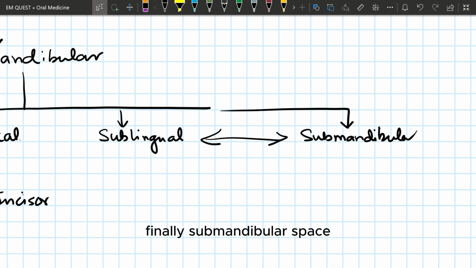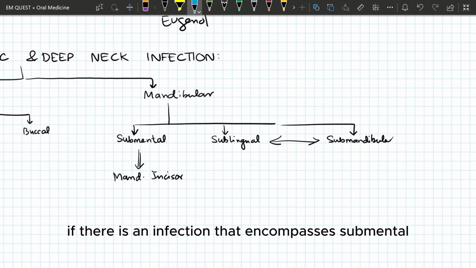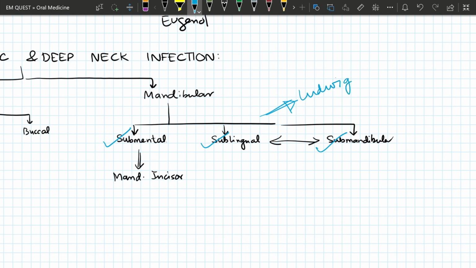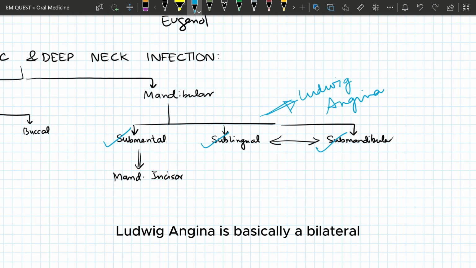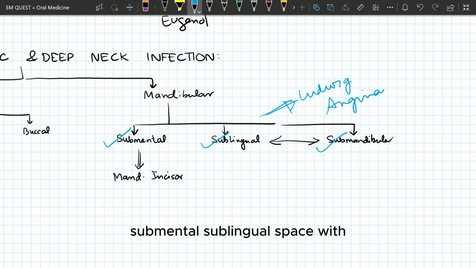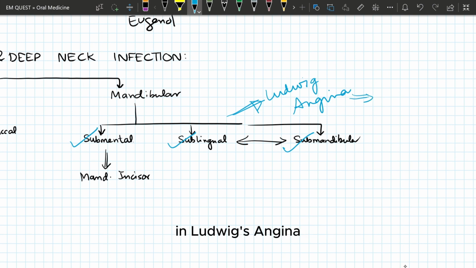Finally, the submandibular space. This is basically an extension of infection from the mandibular molar. If there is an infection that encompasses submental, sublingual, and submandibular spaces, it is known as Ludwig's angina. Ludwig's angina is basically a bilateral board-like swelling involving the submandibular, submental, and sublingual spaces with elevation of the tongue. What we are most worried about in Ludwig's angina is airway obstruction.